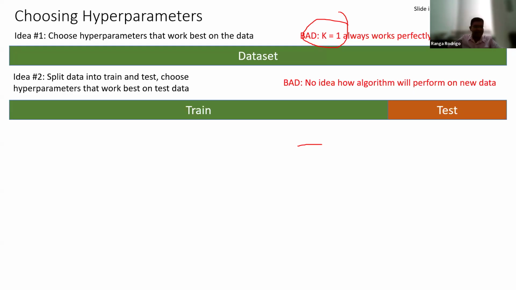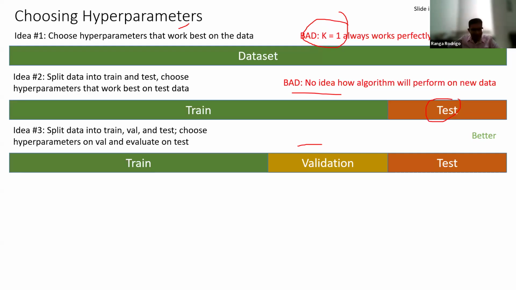Second idea: split the data into train set and test set. Choose the hyperparameters that work best on the test set. So hyperparameters are tested on the test set. Bad, no idea how the algorithm will perform on new data, because when you get a new data set, it's not this set that you are getting. We get a new test set, right? Someone will give us new data. So we have no idea how the hyperparameters will work in the new data. So this is also a bad idea.